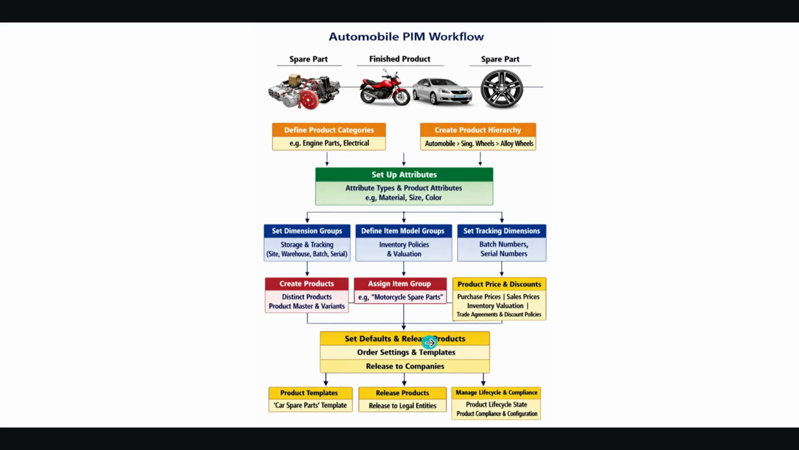This is a very important step. If you don't release this product, it will not be visible in your transaction screen. Even if I define my product in my automobile legal entity, I will just have to do a next step called release products, which is also part of the product information management workflow. And then I have to select for which company or legal entity I want to release this. Only if you complete this step, you will be able to use your product in your purchase order line or in your sales order line. Okay, so that's the importance of release products.